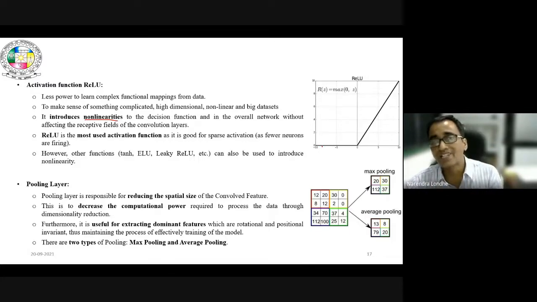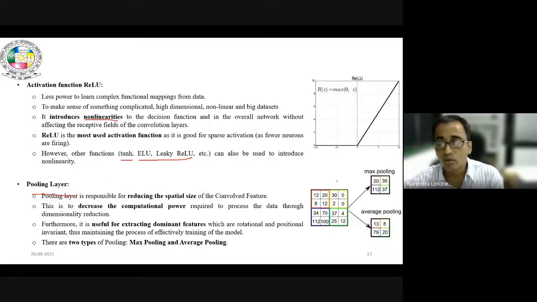Non-negative values indicate that those neurons or features are not relevant, so it will automatically eliminate those properties and take the better features ahead. Earlier, other functions like TANH, leaky ReLU, and ELU were also there. All those functions are there.